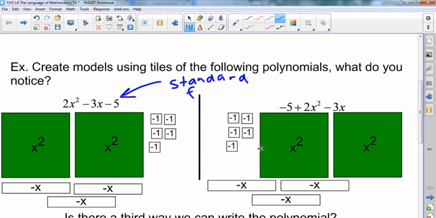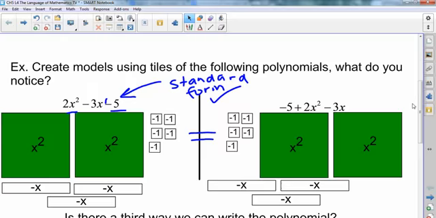So this is written in standard form. We're going from highest exponent to lower exponent to no exponent. We want to write our expressions in standard form. The second example is not in standard form. It's technically not incorrect, but it's not as correct as it should be. And so these two expressions are actually equal.